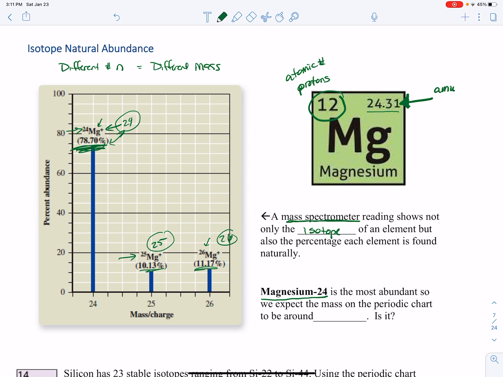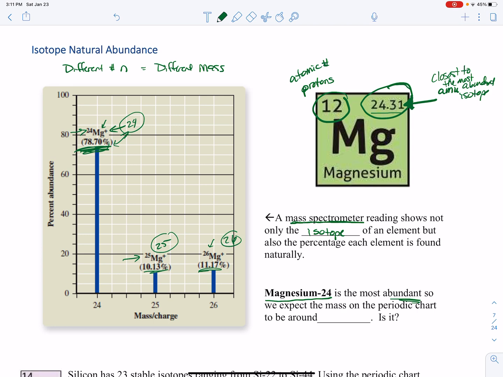On this page, I'm going to be showing you the shortcuts. If you know something is the most abundant, the mass of that element is going to be closest to the most abundant isotope. We're expecting the mass on the periodic chart to be around 24, and it is around 24. It's a little bit more, and it makes sense for it to be a little bit more, because the other isotopes weigh more than magnesium 24, and they matter some also.